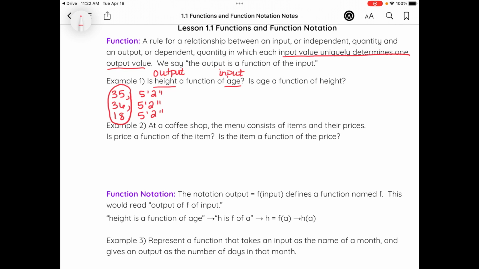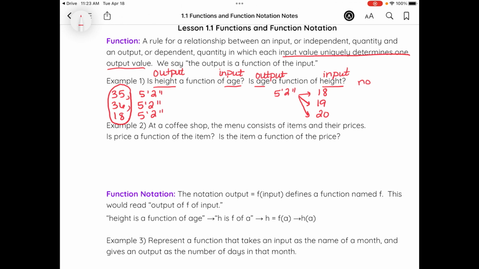However, is age a function of height itself? So now if we put them in reverse, age is now going to be the output and height is going to be the input. So if I input the height of 5'2", I could have been 5'2" at the age of 18, at the age of 19, at the age of 20, etc. So no, this cannot be, because each height output happens at more than one age.